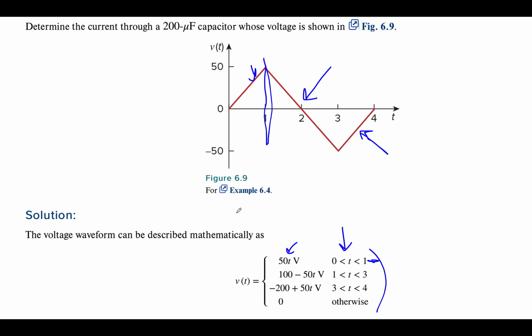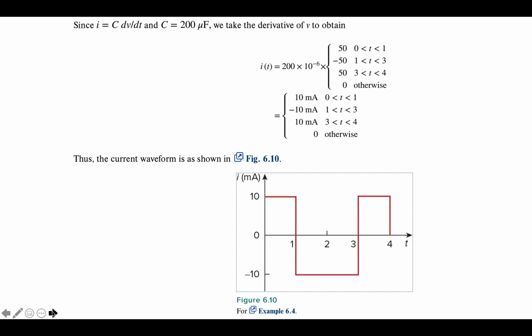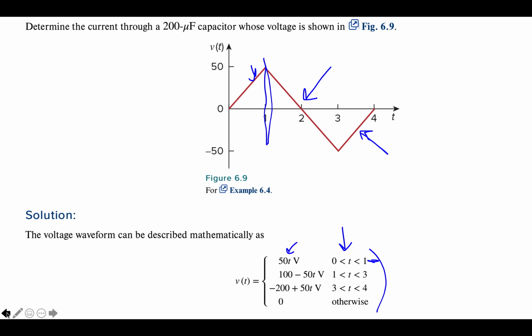Because the function is specified over different ranges, we're going to have to break our solution up into different ranges. Remember that i is C dv/dt. We were given v, so we're going to have to take the derivative of this function over each time range. We'll differentiate this one, and that'll be valid over this time range. We'll differentiate this one, that'll be valid over this time range.